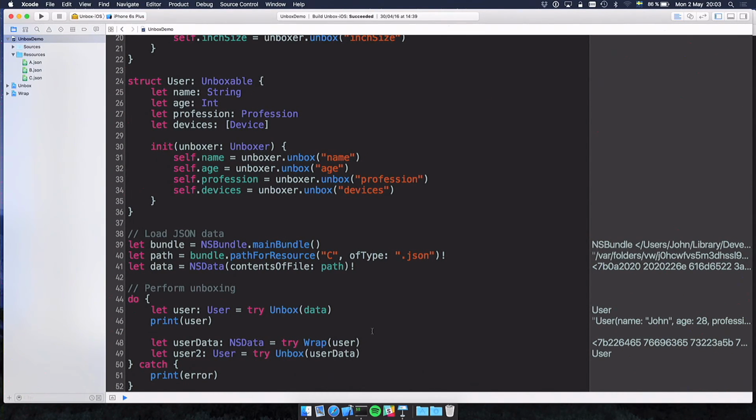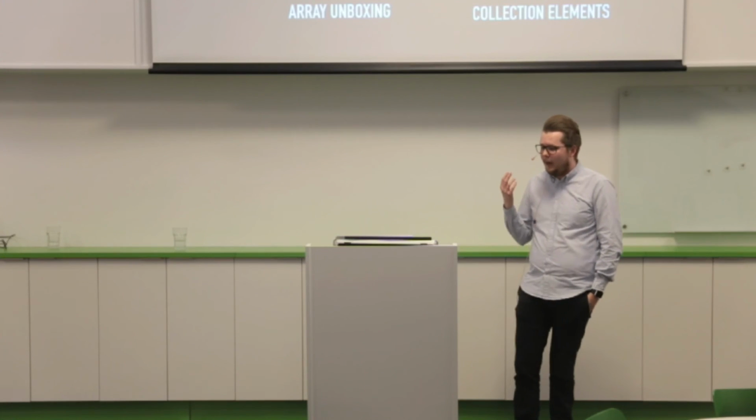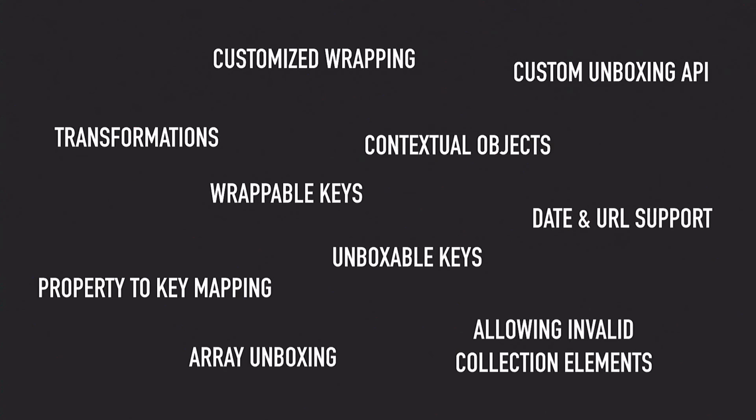So that's a quick look at what you can do with Unbox and Wrap. There are a lot of things that both Unbox and Wrap can do that I didn't touch on today, and a lot of them have actually been added by the community, so there have been a lot of external contributions to these frameworks, which I'm very, very happy for. You can automatically parse URLs, use custom keys, use transformations, do mappings between properties and keys, allow invalid elements in an array, etc. If you start using these libraries and you find something that you would like to add, we'll be super happy to accept pull requests, because that's the way we grow these libraries together.